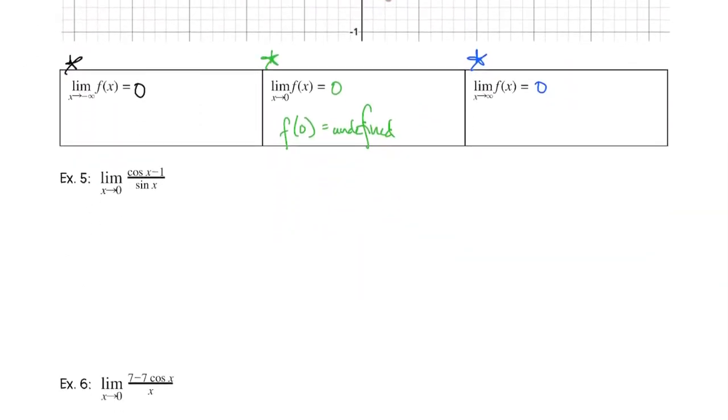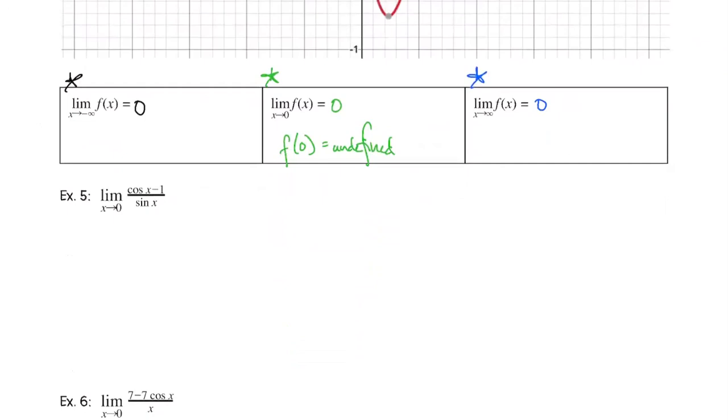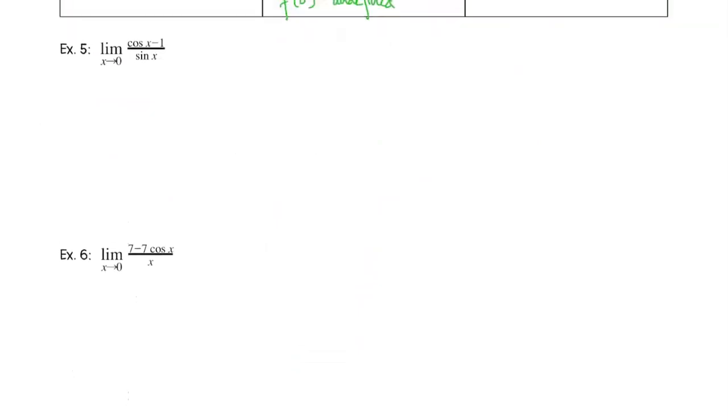So let's take a look at example number 5 here, okay? Example number 5, well, I see that the top half, cosine x minus 1, kind of looks like this graph that we just looked at. But what do I wish were in the denominator instead of sine x? If I had something else in the denominator, I could answer this question immediately. Yeah, if I had an x down there, right? Well, I can't just get rid of that sine.